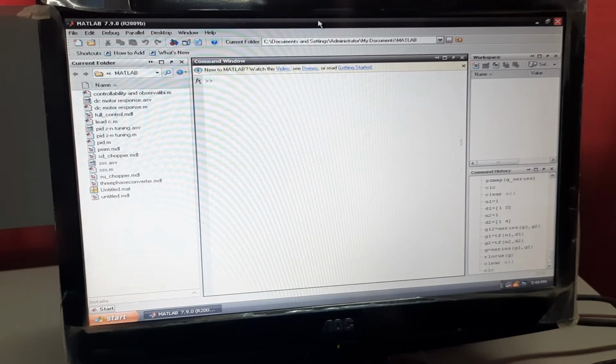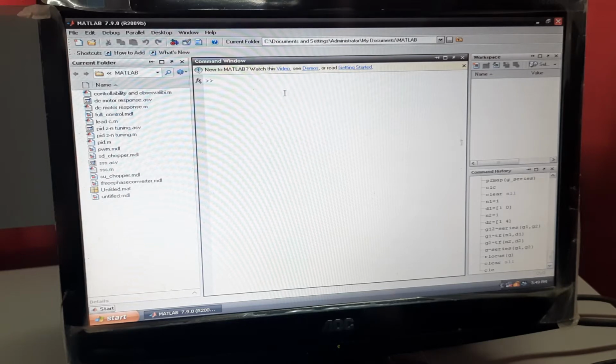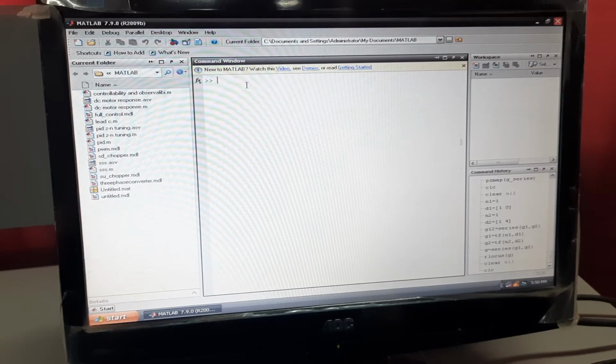Students, we are doing another experiment today, to determine the root locus from an open loop transfer function. So let us do our experiment on the basis of the problem that we did in the class.